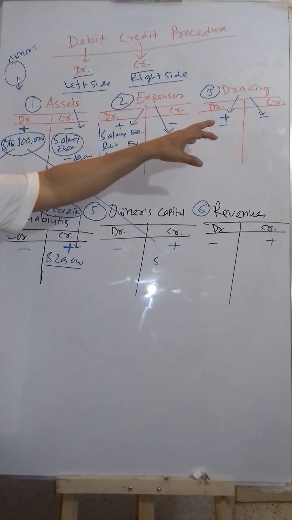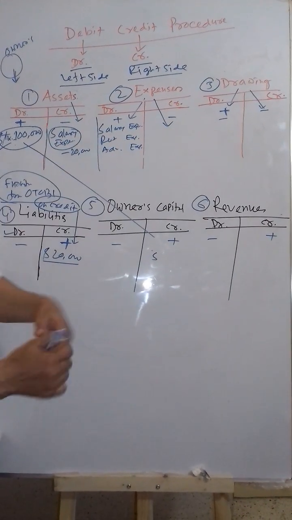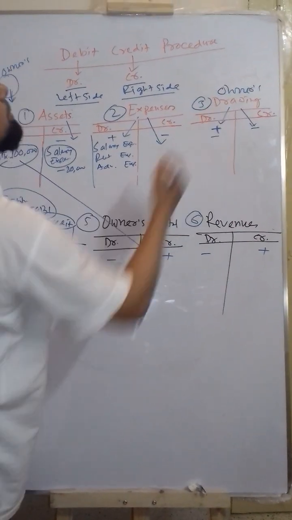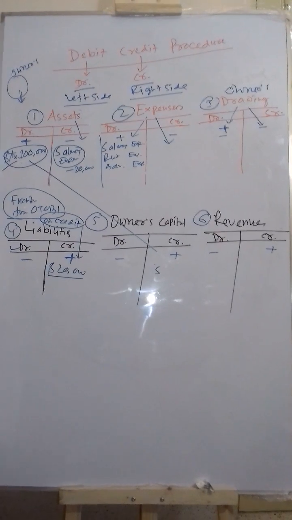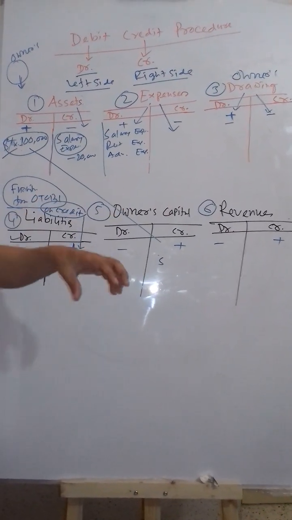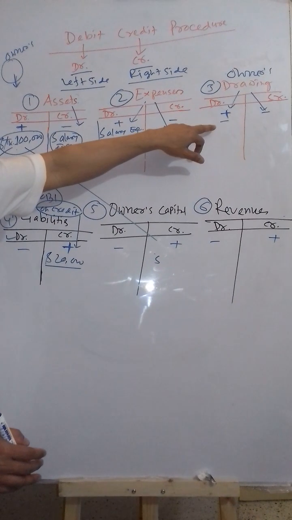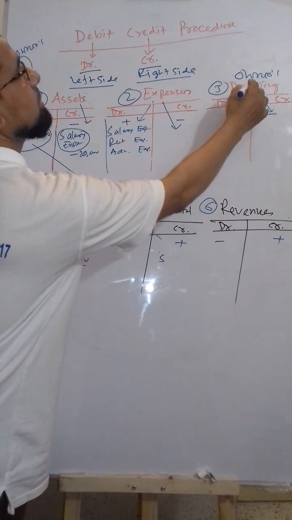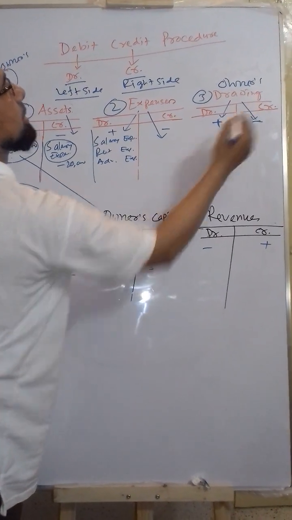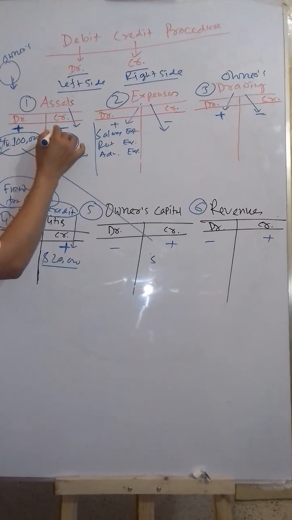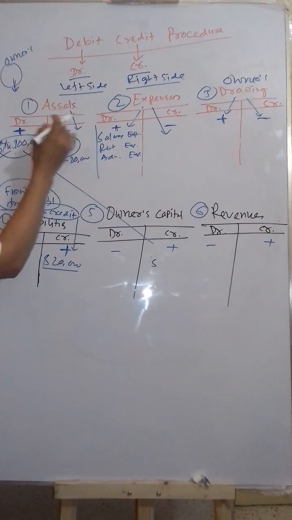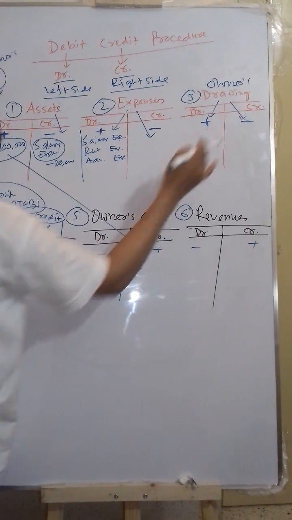And drawings. We call it owner's drawing. If the owners draw some amount or draw some product from the business, just at that time we consider it our debit, and that means drawing increase debit, drawing decrease credit. That means here we use plus, minus, that means addition and subtraction, increase, decrease.